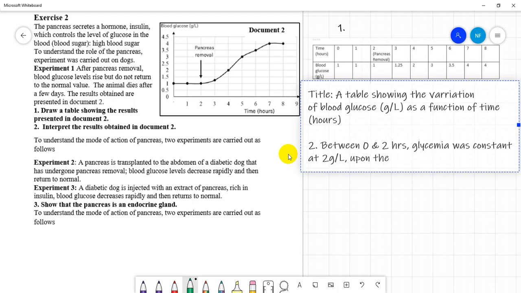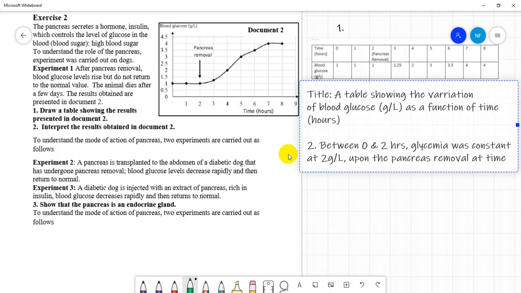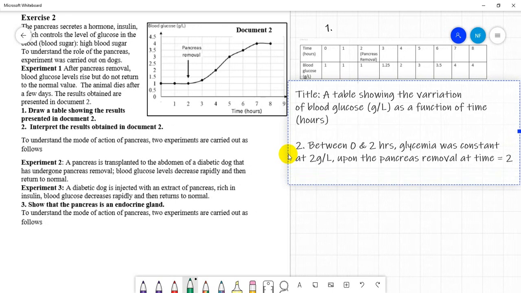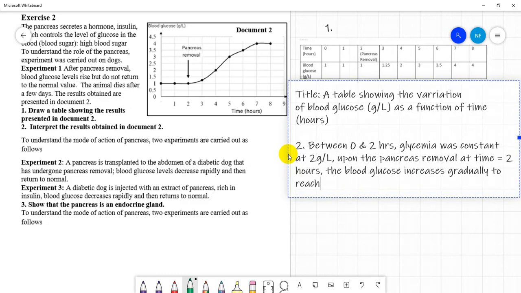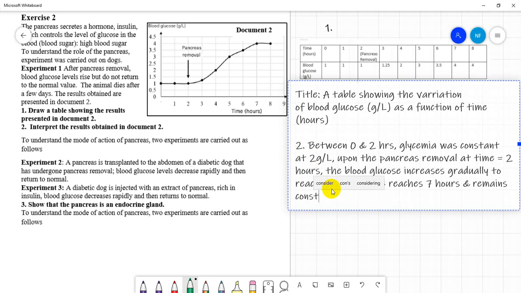Now upon the pancreas removal at 2 hours, the blood glucose increases gradually to reach 4 gram per liter as time reaches 7 hours and remains constant at this value between 7 and 8 hours.